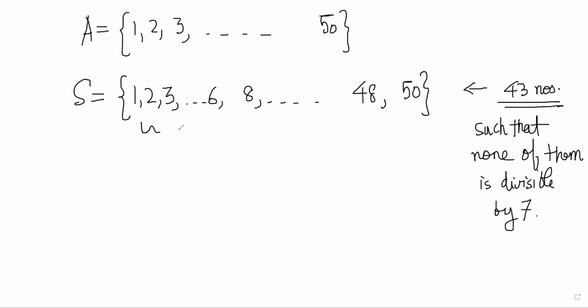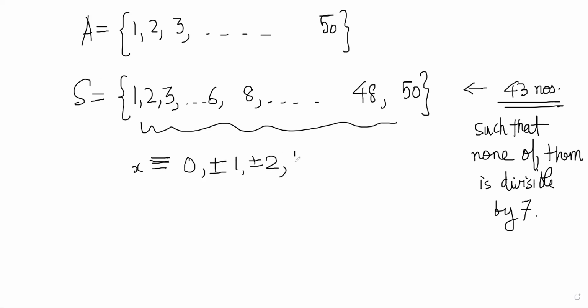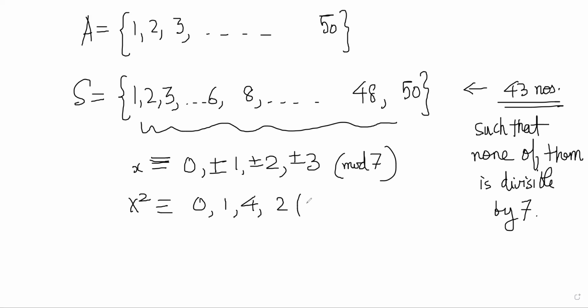So obviously, why have we picked these numbers? Because they belong to X such that they belong to either 0, 1, plus minus 1, plus minus 2, and plus minus 3 mod 7. And obviously their squares are 0, 1, 4, and 2 mod 7. All of these numbers, the squares will belong to these 4 residue classes. And you can pick any 2 of them and they don't add up to a number divisible by 7, right?